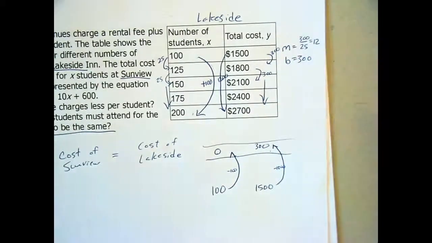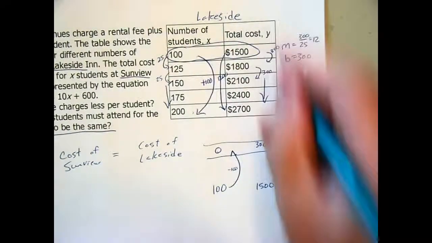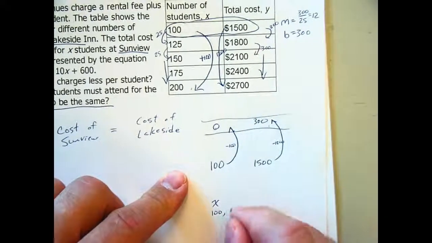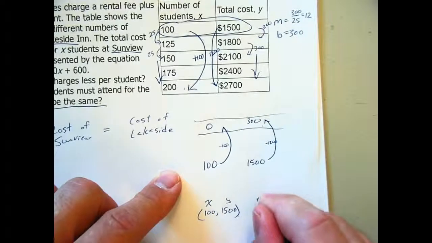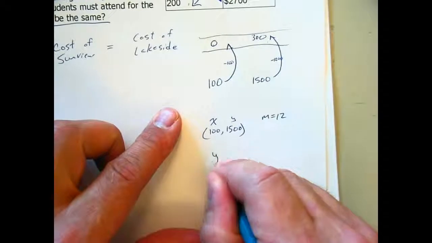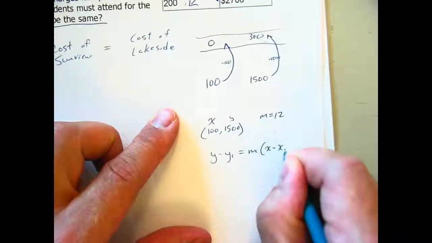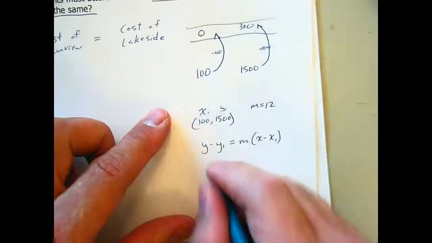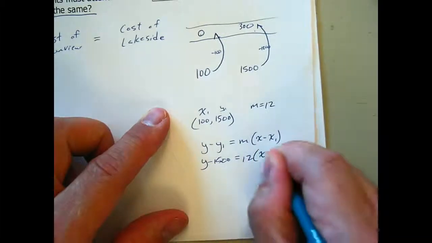There's other ways you can do it. You could have used point slope form. You could have said, hey, well, here's a coordinate. That's an xy coordinate. So if x is 100 and y is 1500, and I know my slope is 12, I could use that equation y minus y1 equals m times x minus x1. And when I put y1 in and x1 in, that gives me y minus 1500 equals 12 times x minus 100.